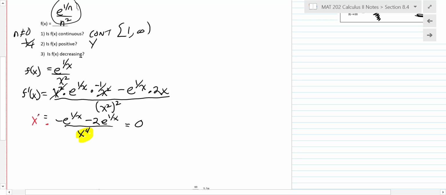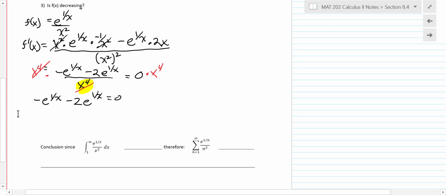So what I'm going to do is multiply both sides by x to the 4th to get rid of the fraction, so that's going to be negative e to the 1 over x minus 2e to the 1 over x, whoops, is equal to 0. Okay, we're going to solve that equation to find a critical point. How do you solve that equation? Factor, right? You got a common factor, take it out. You can either take the negative out or you can take the positive out. It doesn't make any difference. I'm going to take the negative out. That's kind of what I'm used to doing.